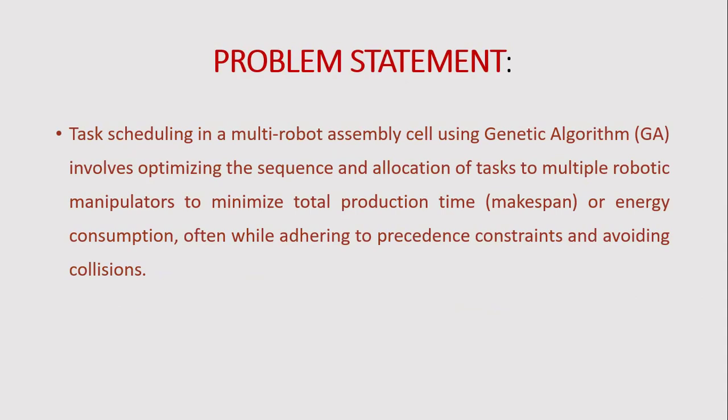So let us go with the problem statement. Task scheduling in a multi-robot assembly cell using genetic algorithm involves the following: optimizing the sequence and allocation of various tasks to be performed by each of the parallel robotic machines inside the assembly cell, by considering the common objective of minimizing the total production time, that is makespan time, by strictly adhering to various assembly precedence constraints and avoiding collision within the assembly cell.